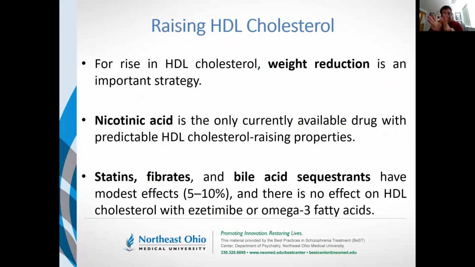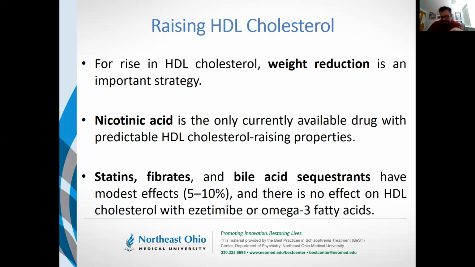So, ways to raise your HDL, which is the good cholesterol. Weight reduction is an important strategy. There's nicotinic acid, and it's the only currently available drug with predictable HDL raising properties. And of course, the statins, fibrates, and bile acid sequestrants will provide modest effects. And there is no effect on HDL cholesterol with ezetimibe or omega-3 fatty acids.